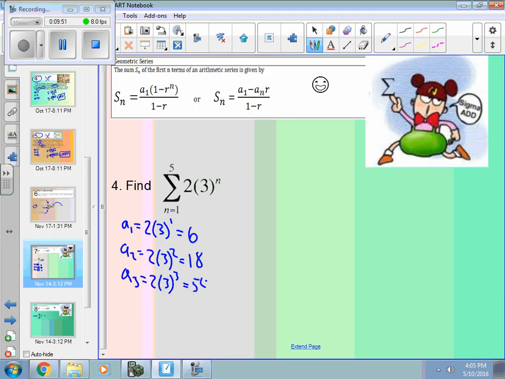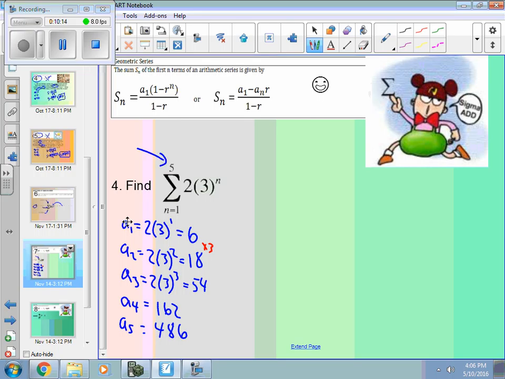And you can see that there is a pattern to this. Each time it looks like we're timesing by 3 here to get to the next one. So if you took 54 and multiplied by 3, you'd get 162. And the fifth term, if you multiply that by 3, we would get 486. And we want to stop there because that's our top number.